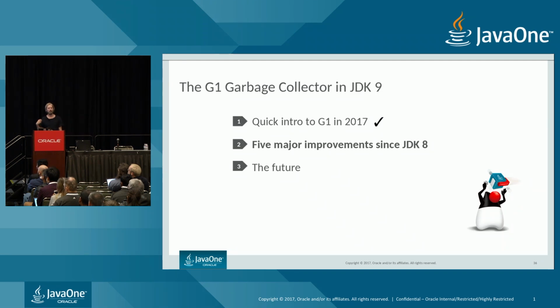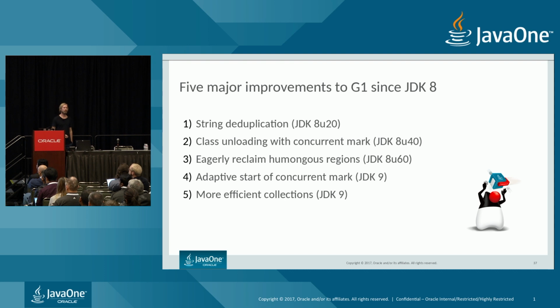So, with that bit of knowledge about how G1 works, we're going to look at 5 major improvements and how they were done that have happened since JDK 8. We're going to have a look at string deduplication introduced in 8u20. We're going to see class unloading with concurrent mark, which shipped in 8u40. We're going to see the eager reclamation of humongous regions introduced in 8u60. And then the adaptive start of the concurrent mark cycle. This shipped in JDK 9 just recently. And also a bit about more efficient collections that were also shipped in JDK 9.